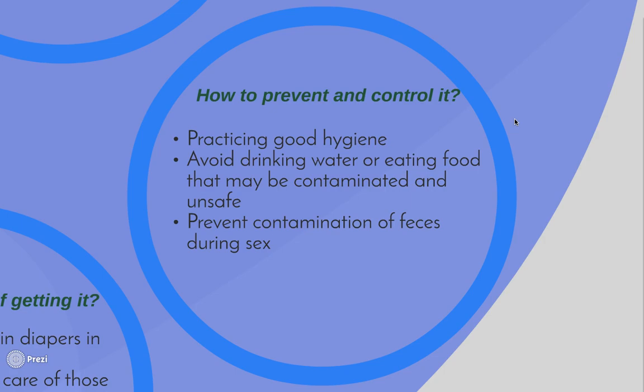How can you prevent and control it? With any infection, the best way is practicing good hygiene, especially now. It's a really efficient way of helping to prevent and control it. Washing hands properly is a really big way. That means washing your hands with warm soap and water for at least 20 seconds.